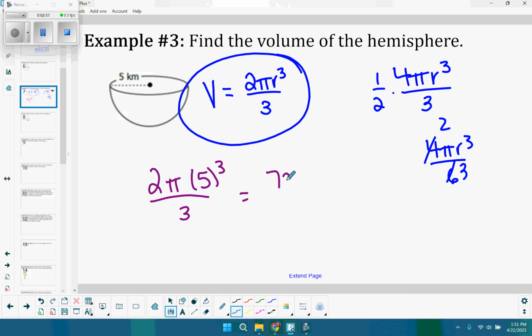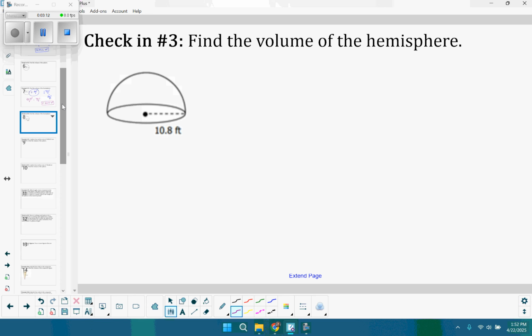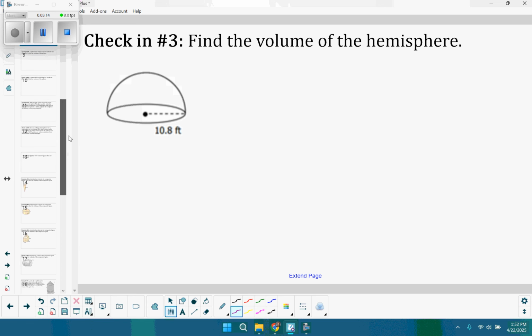So this is 785.4 over 3. So my volume was 261.8 cubic kilometers. That's a big one. So here's one for you to try. Pause. Answers are posted on Google Classroom.